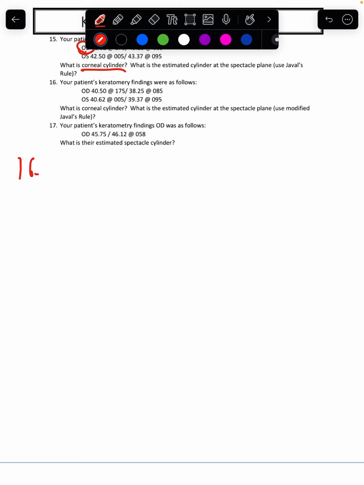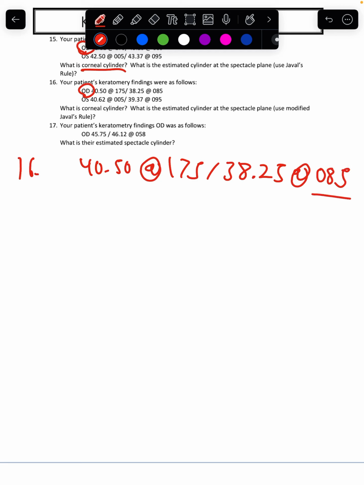So in this case, I'll do the right eye again. 40.50 at 175, 38.25 at 85. So in this case, we know the axis is 85 because the lower value is 38.25. So we know that's part of our corneal CIL. And then we subtract the two numbers. So 40.5 minus 38.25 is minus 2.25. So here's our corneal CIL.